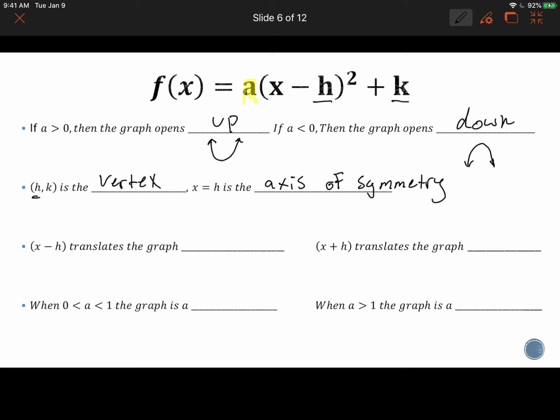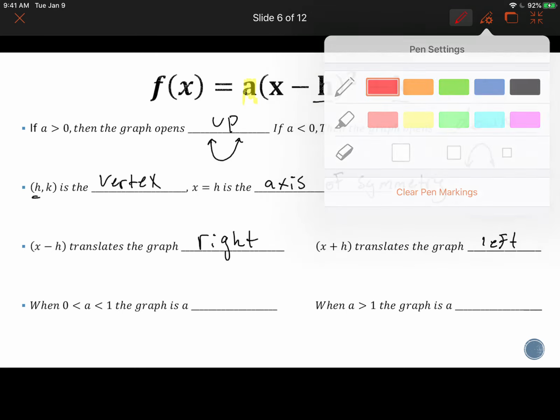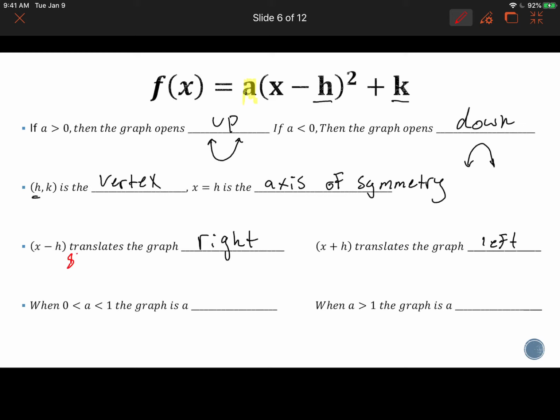Now, when I have x minus h in my parentheses, this translates the graph right. And if I were to have x plus h, that translates it left. When I say translate, I'm really just saying to shift. Now a shift can be left, right, up, or down, as you saw in the last 4 examples.